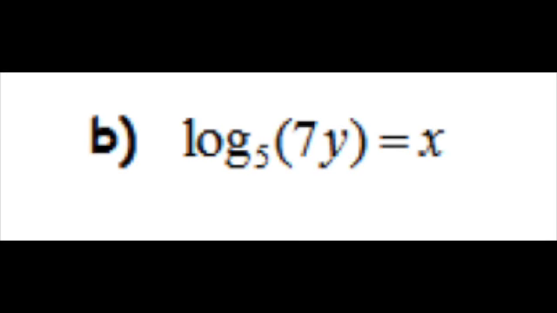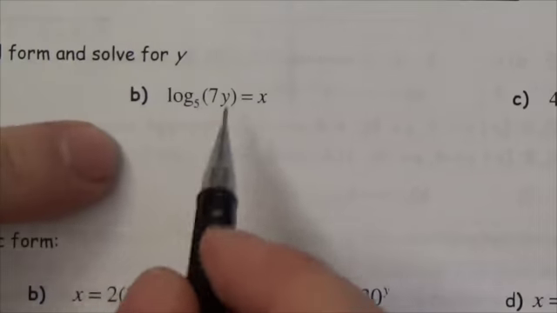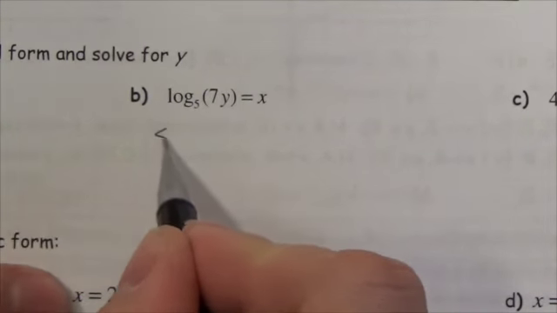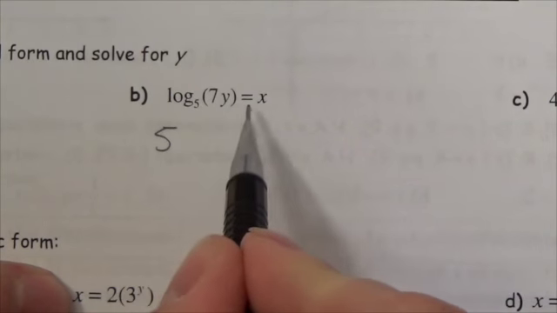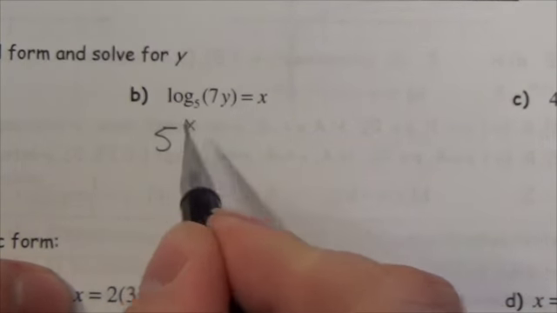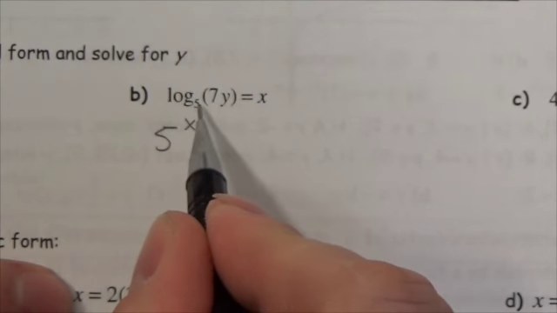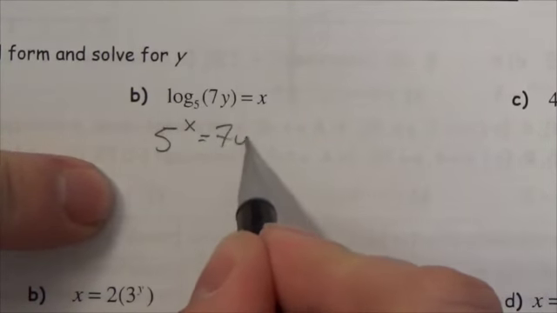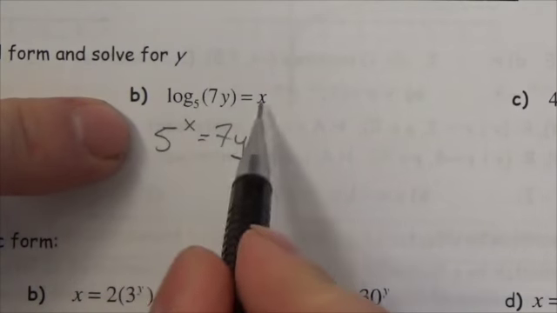Log base 5 of 7y equals x. All right. Once again, the base of the logarithm is 5, so the base of my exponential is going to be 5. A logarithm is an exponent, so this will be 5 to the x. And we always take the log of whatever the power is equal to, so 7y. So 5 to the x equals 7y.